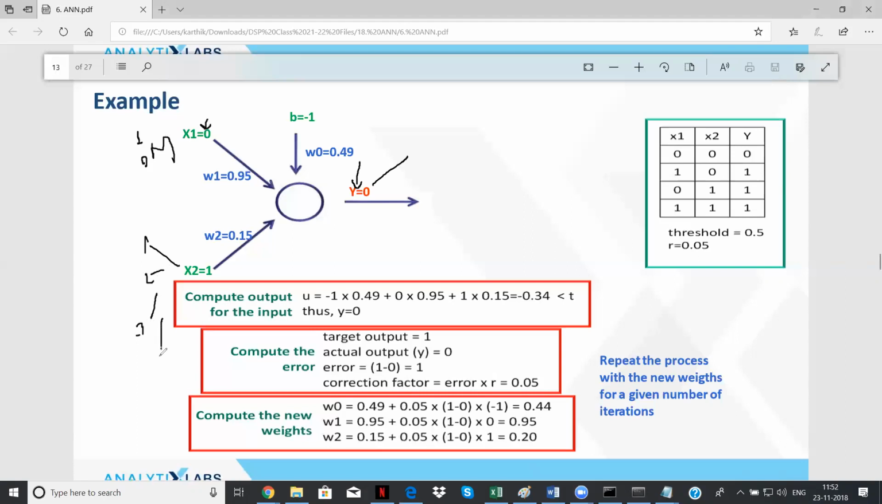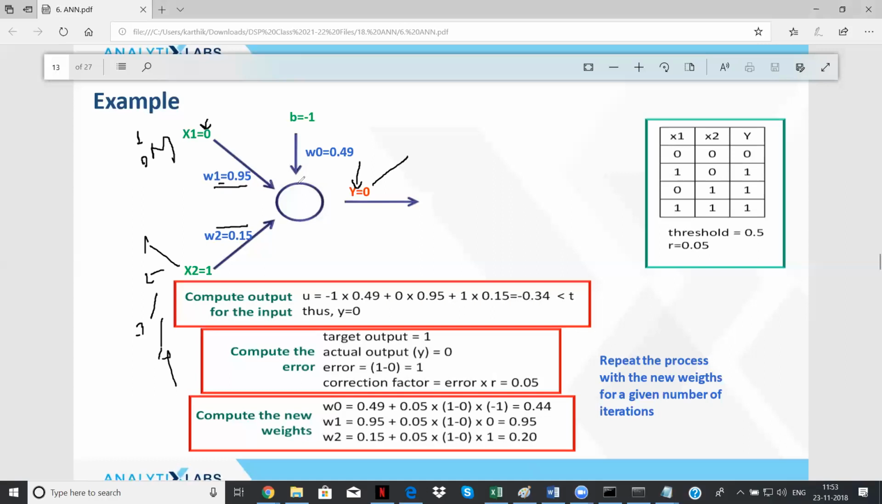X2, let's say I have 4 categories, 1, 2, 3, and 4. So let's say X2 is equal to 1, category number 1. Now I'm setting a default weight. The weight for X1 is 0.95 and the weight for X2 is 0.15. Now what is this over here?